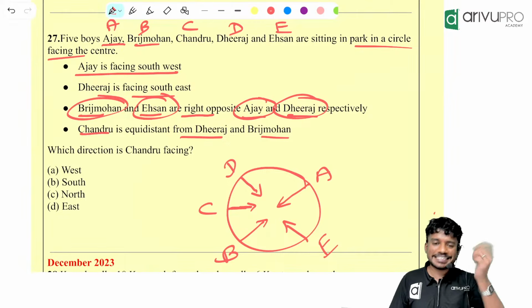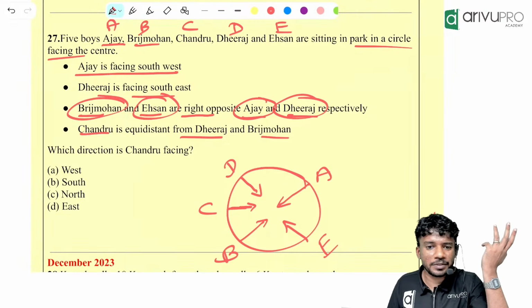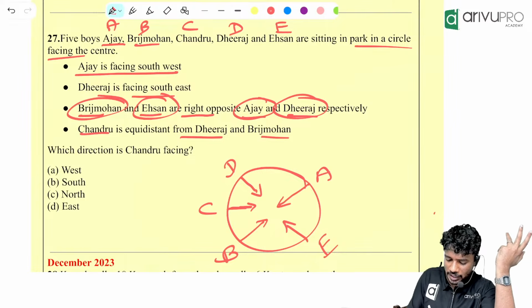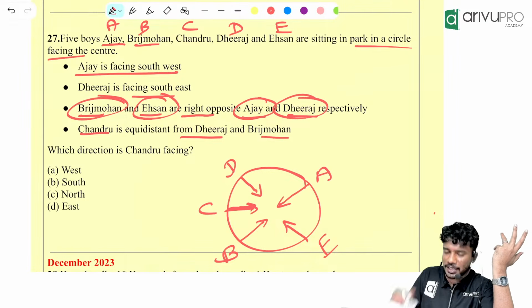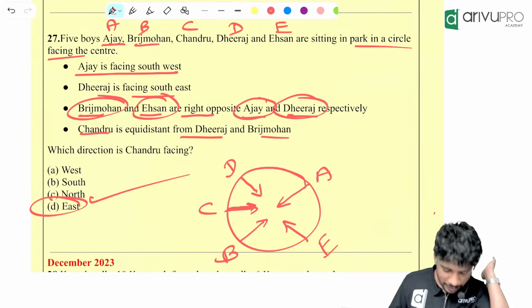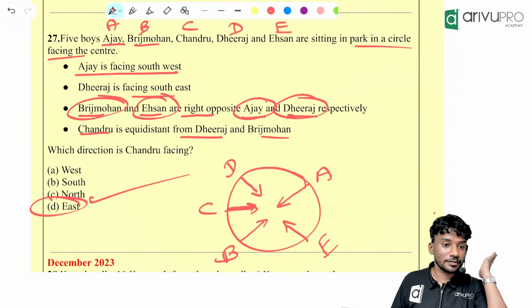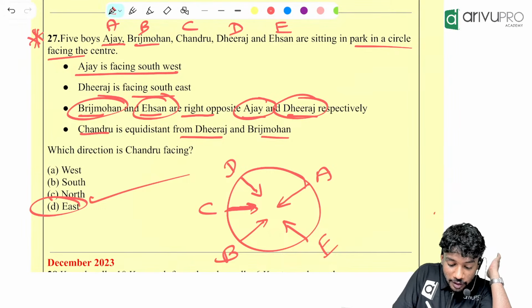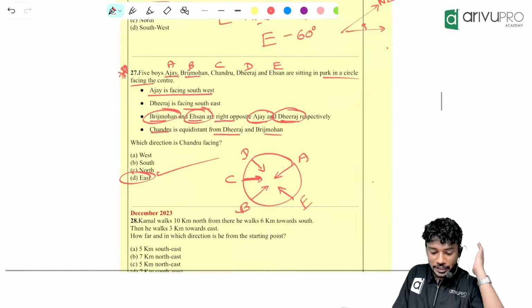Now tell me, C can be looking in which direction, people? Looking at that, C is looking which direction? This direction is what? Towards our right is what, people? East. Option D is your answer. A good question. Okay. Another good question. Add it on, people.